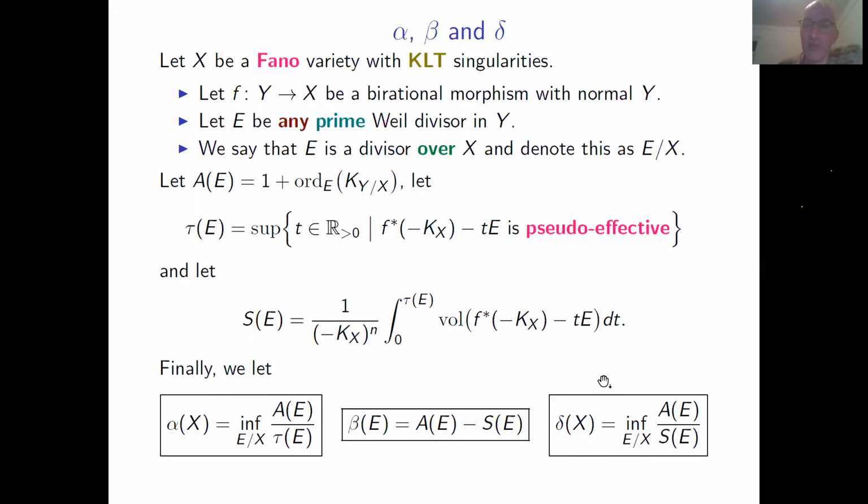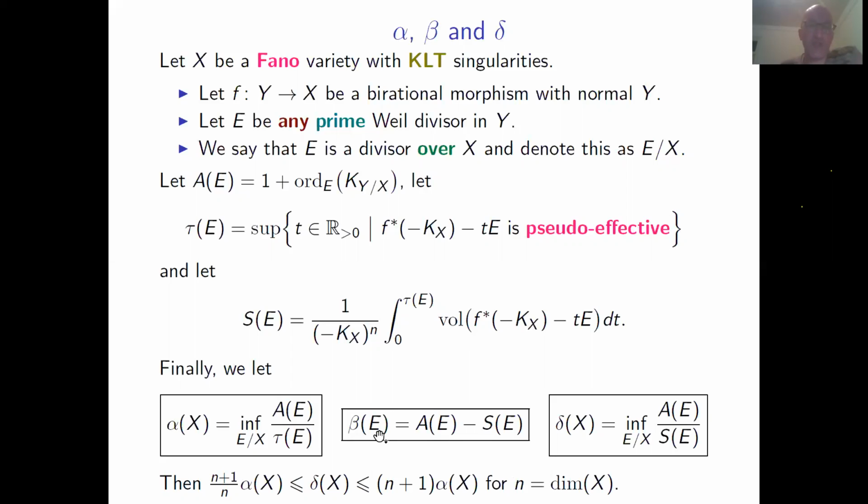And the second number, introduced by Fujita and Odaka, is called the delta invariant. So you take the infimum of this ratio A over S. So basically, if you look at this integral, you can see that this number delta is clearly bigger than alpha. But we have a more explicit result. Basically, because the volume is log concave, you can show that delta is bigger or equal than (n+1)/n times alpha, where n is the dimension, and it's less or equal than (n+1) times alpha.